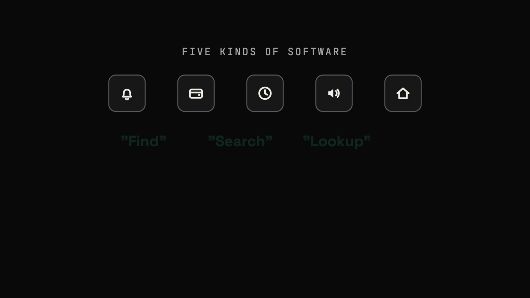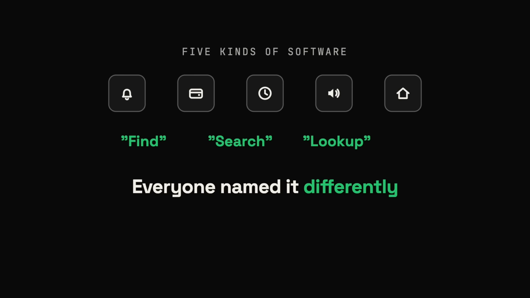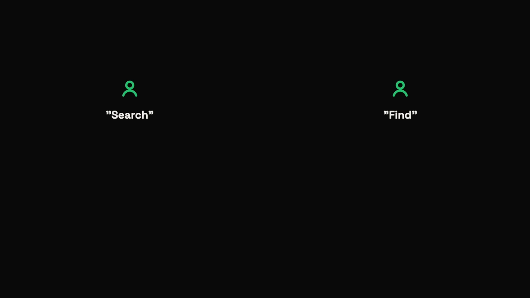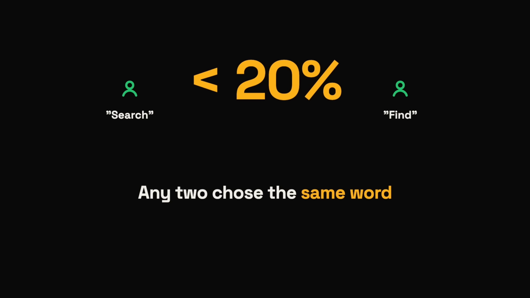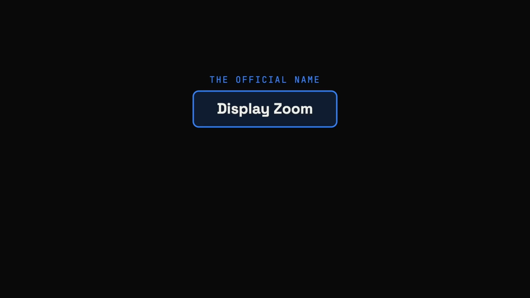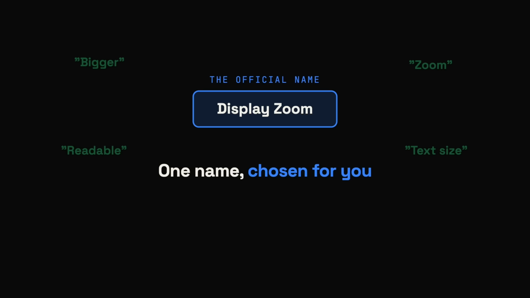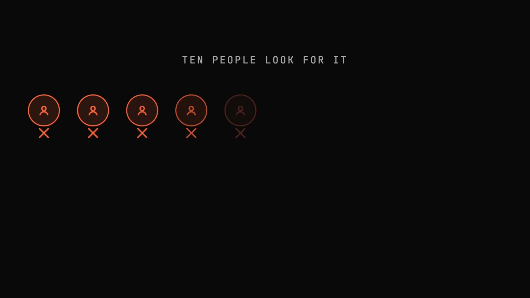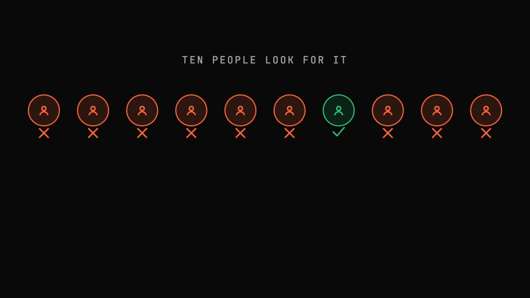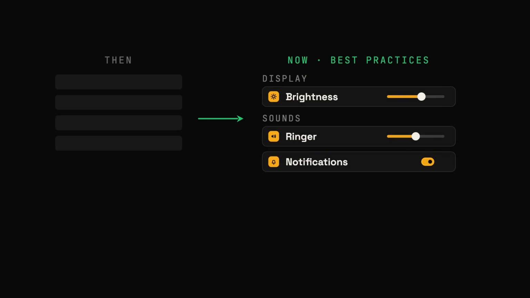Researchers asked people to name things across 5 different kinds of software. Then, they checked how often any 2 of them chose the same word. It came out under 20%. And one of the interesting findings there is that if you give something one official name, chosen by whoever designed it, people who are looking for it will miss it. And that is 8 or 9 times out of 10. Now, this paper is old. It's about 40 years old. And settings design, as I mentioned earlier, did change since.